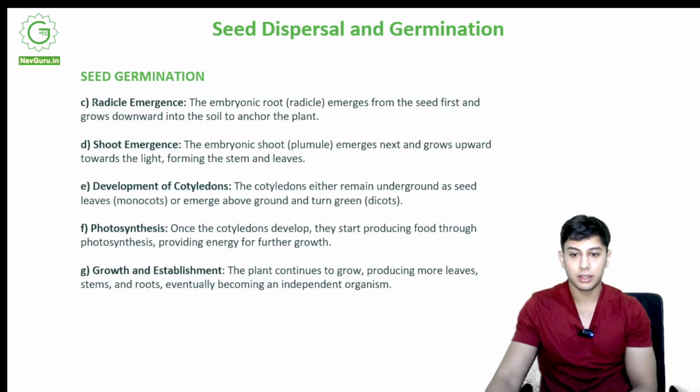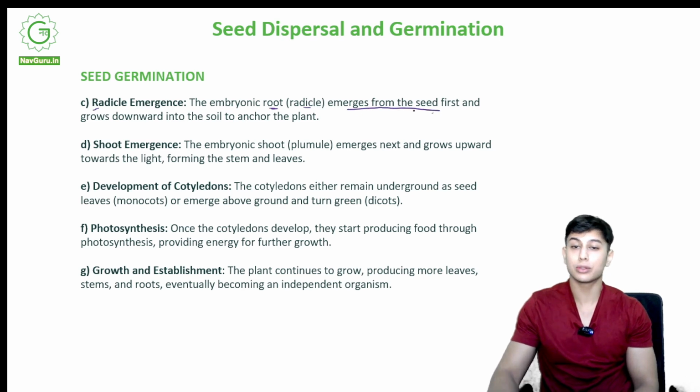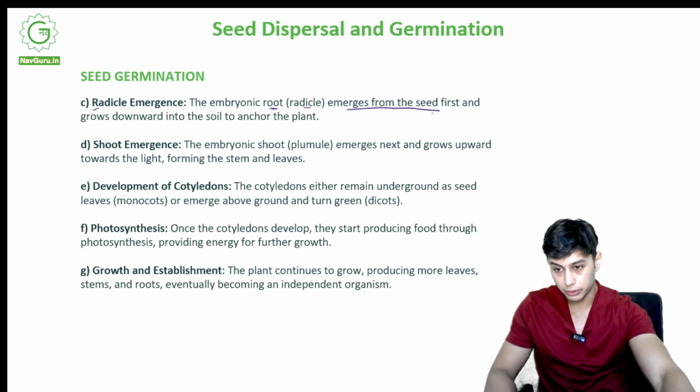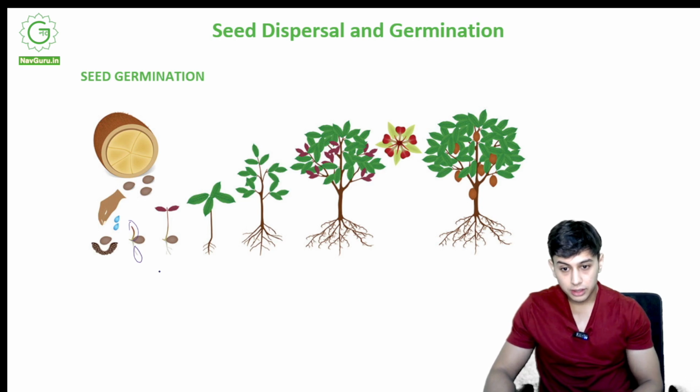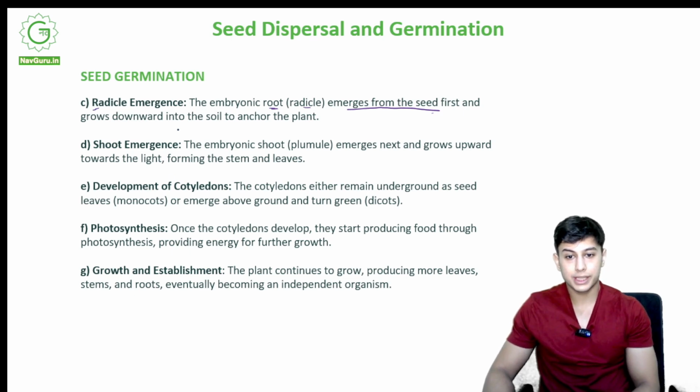Radicle emergence. R means radicle, R is for root. The embryonic root, the radicle, emerges from the seed first. So first the root comes out. Let me show you. First the root comes out, and grows downwards into the soil to anchor the plant.